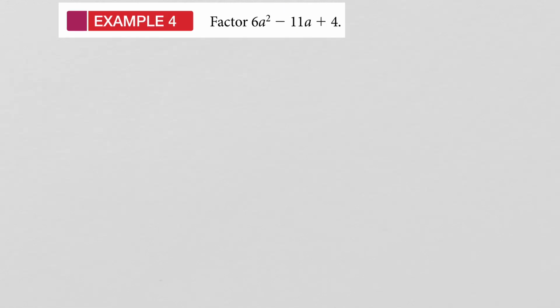Okay, so in this example, we are factoring 6a squared minus 11a plus 4. Notice that in this problem, there is no greatest common factor. In other words, the greatest common factor is equal to 1. So it doesn't do us any good to factor out 1. So we need to go straight into the trinomial factoring techniques.